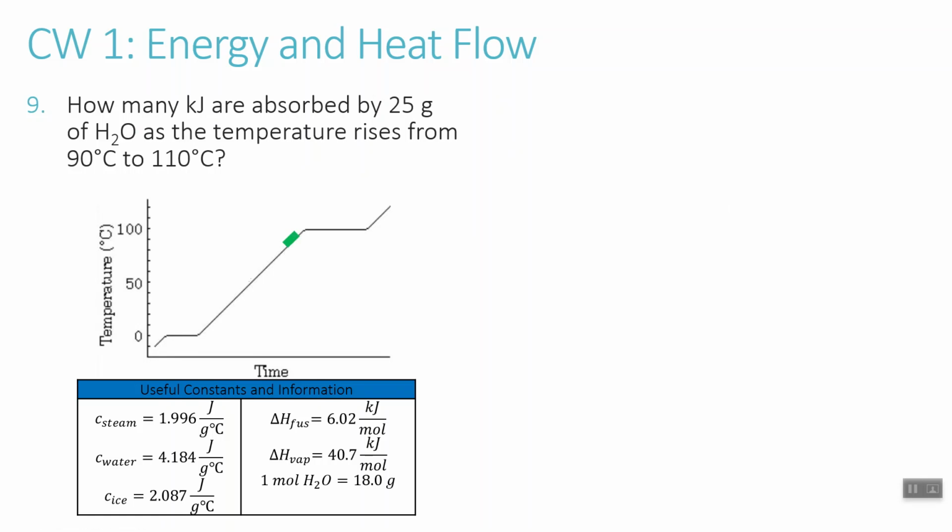So on the heating curve, during the flat segments, during the plateaus, we have a phase change that's going on. So here, energy is still being added, we're still heating, but instead of changing the temperature, that energy is being used to overcome those intermolecular attractions and cause our phase change. So we start at 90, and from 90 to 100, the water is liquid, and it's just going to be the heat absorbed by the water as it goes from 90 to 100 degrees Celsius.